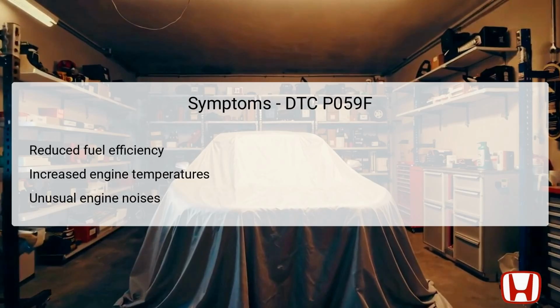Drivers may notice several symptoms when the P059F DTC is triggered. One significant issue is reduced fuel efficiency, which can occur due to improper airflow management. Additionally, increased engine temperatures may be apparent, as the grille's failure can prevent necessary cooling for the engine components. Unusual noises or vibrations might also arise, indicating that the shutter grille system is not functioning correctly. These symptoms suggest problems that may affect the vehicle's overall performance and necessitate prompt attention to avoid long-term damage to the engine.